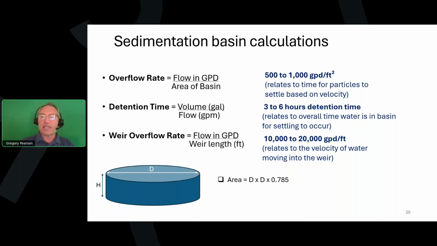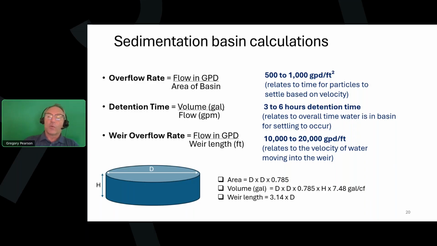And this is going to be a reference slide for you to use when you want to refer back to it. I've included some formulas that you can use: the area, diameter squared times 0.785; the volume, diameter squared times 0.785 times the height of the water, times 7.48 gallons per cubic foot to convert it to gallons. The weir length is pi times the diameter. And if you want to convert gallons per minute to gallons per day, you multiply by 1440. So this is a little reference slide for you to come back to.